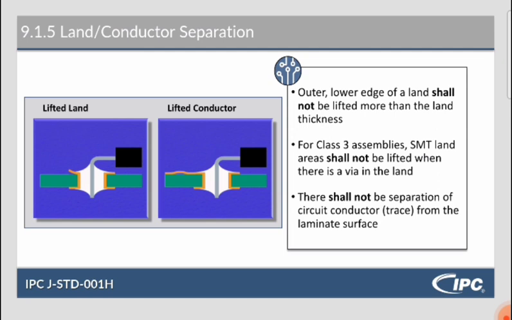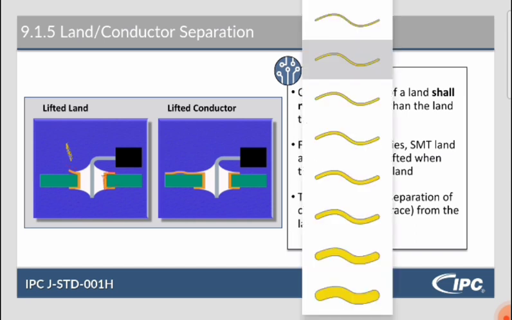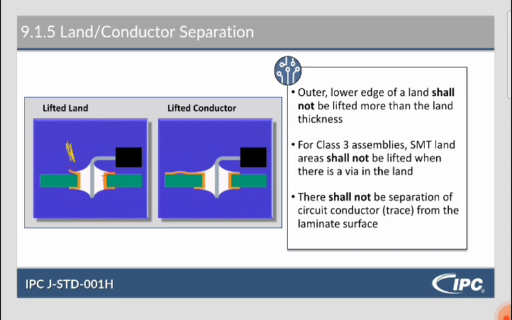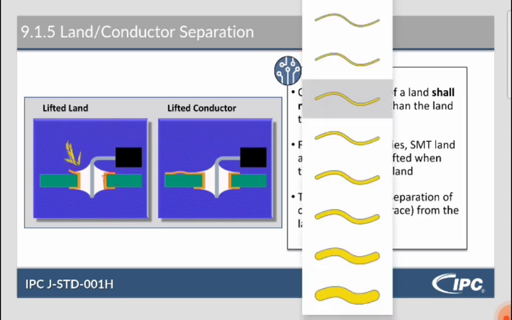The outer lower ledge of the land shall not be lifted more than the land thickness. The land is the little metal or foil area that we actually solder to. This is what it's supposed to look like: this little metallic layer that is attached securely to the board. This one is lifted right here. Let me get a better color. I'll use my yellow. So right here, I'm going to go thicker so I can see a little better.